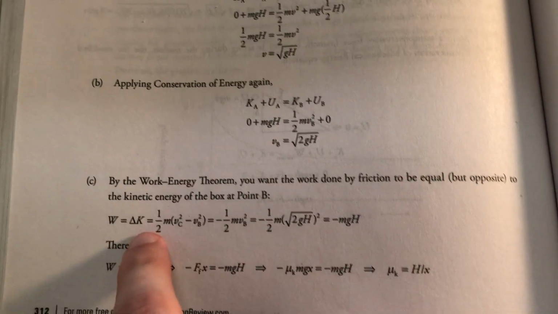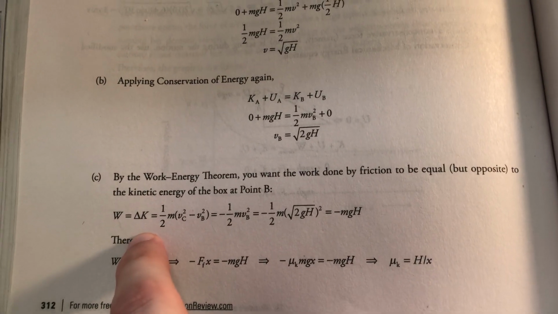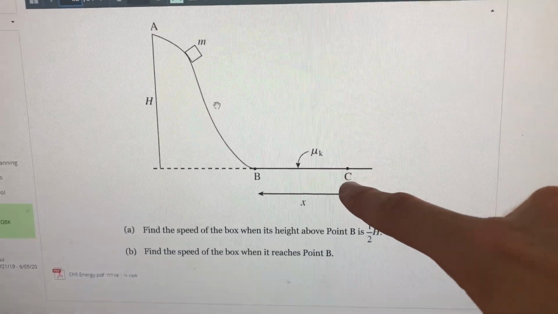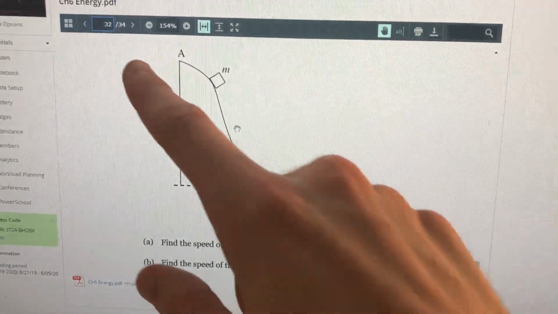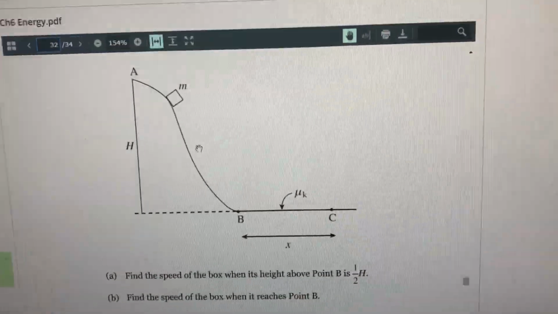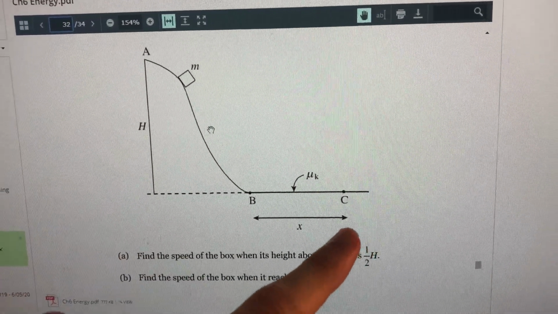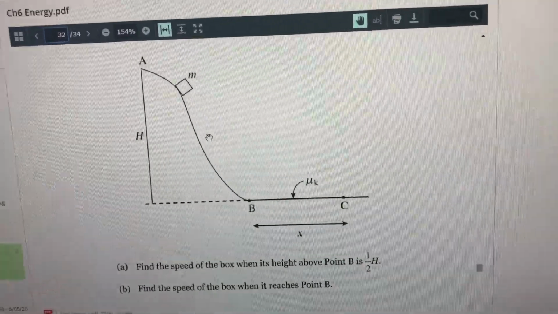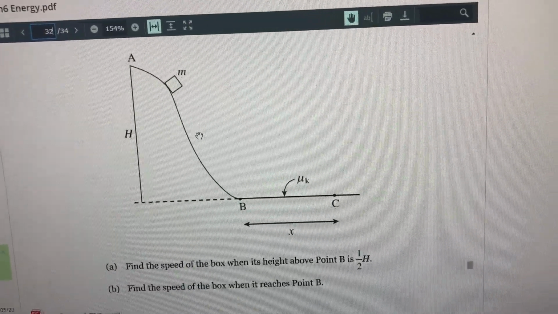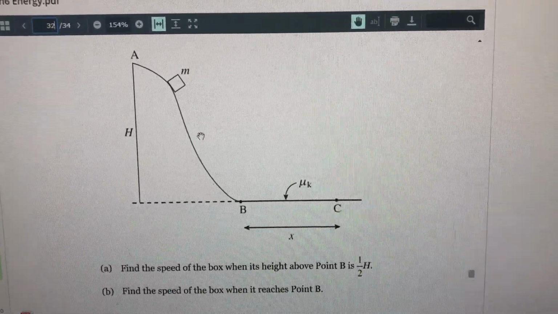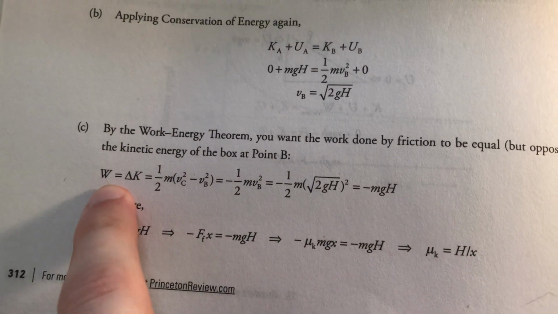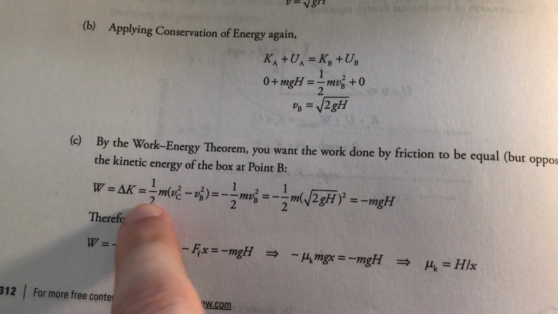So this is a good way to do it if you want to use this work energy theorem. Alternatively, you could just set it up and say the thermal energy, when it's all thermal at C, is equal to the GPE at A, and that is just mgh equal to the work done by friction. And you could do the work done by friction based off of mu k, the normal force, and the horizontal distance x.